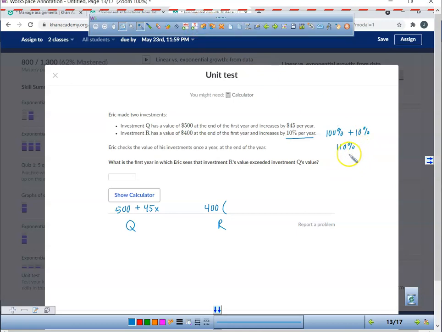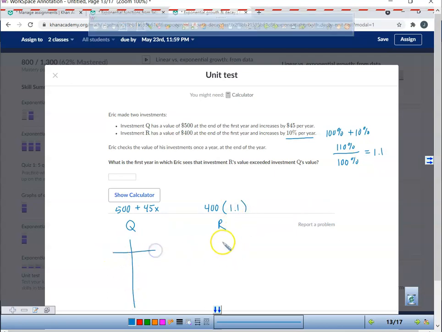All right, I've already talked with my class about this, but if you're just a random person watching it, it's very easy. Just take that percent divided by 100, and that gives you your decimal. So this is going to be 400 times 1.1. So I got to make a little table here, okay? All right. So right now, I'm going to be adding 45 every single time.